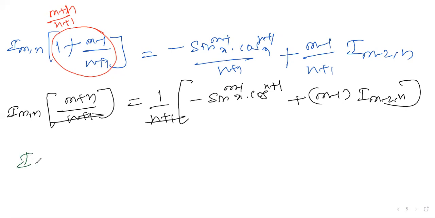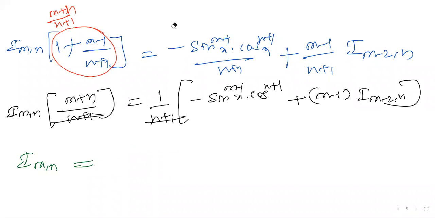So I want only I m comma n. I directly divide the entire thing, that is 1 by m plus n into minus sine of, or if you want, you can write it individually. Nothing wrong in that. So you don't need to be confused, eliminate the confusion. I'll write individually only.